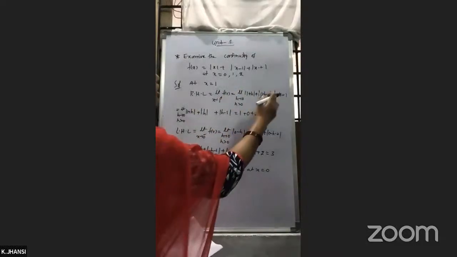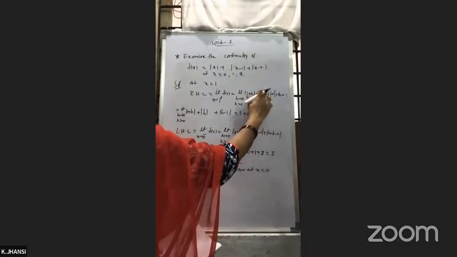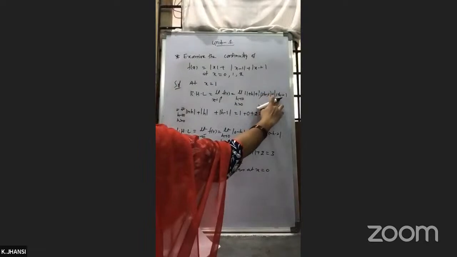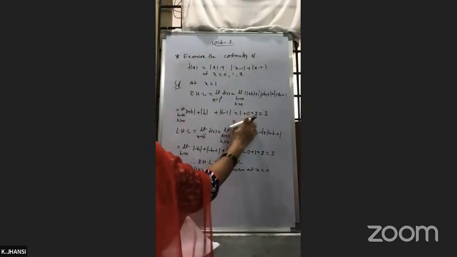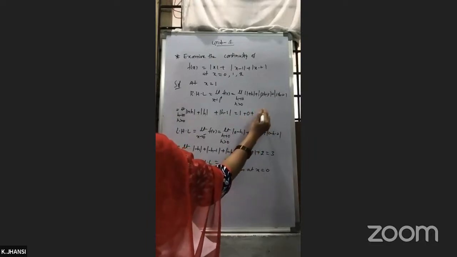Here the minus 1 got cancelled. Here only h is there, and here mod of h minus 1. So this is 1, and this is 0. Here this is 1. So here see, this value is 2.